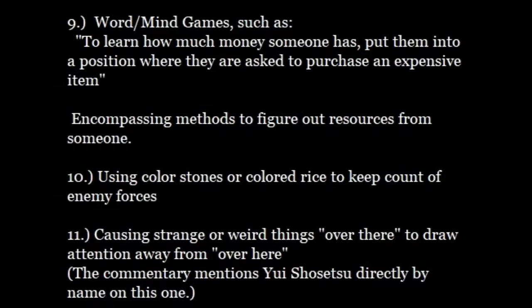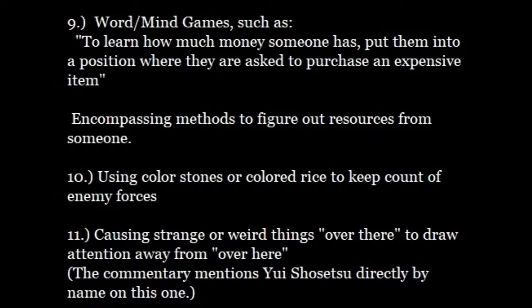Now then, going into number 10, using colored stones or colored rice to keep count of enemy forces. Some of you have heard of this before. It's like, for every cavalry, use one grain of this color or one stone of this color, or for every foot soldier this one there. And it's a way of trying to keep count with an easier way to keep count, etc., etc. That's also mentioned in here as well.